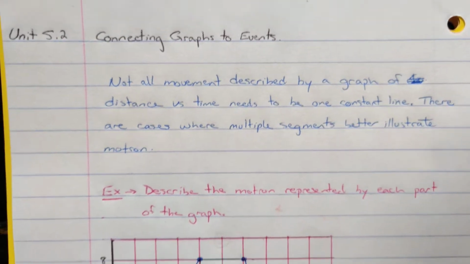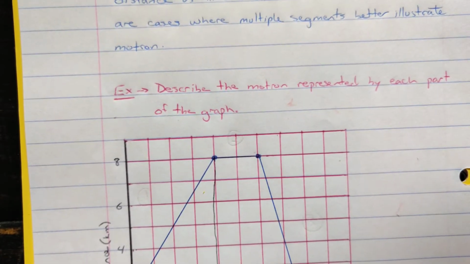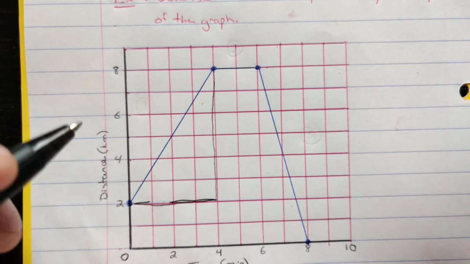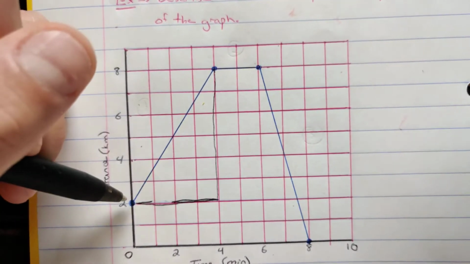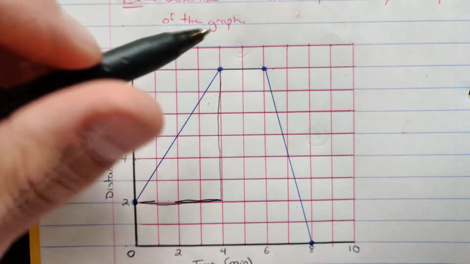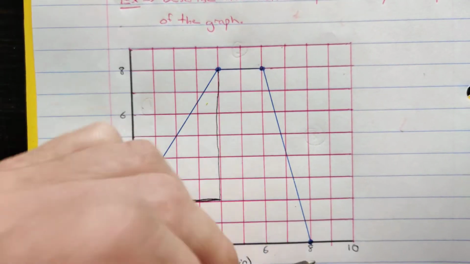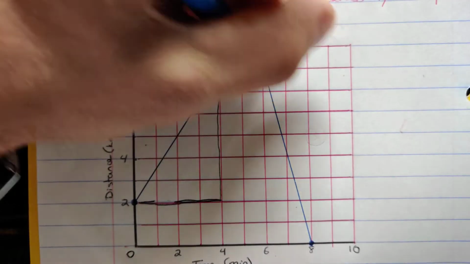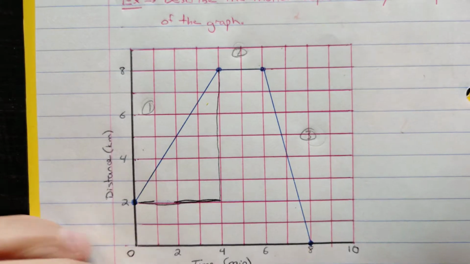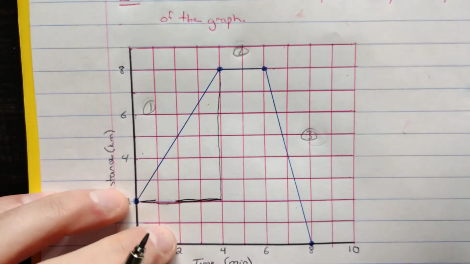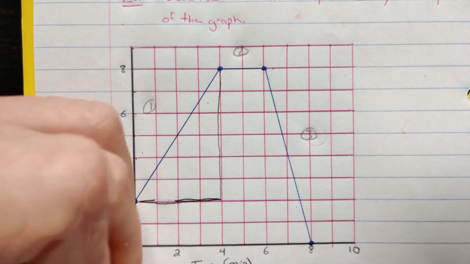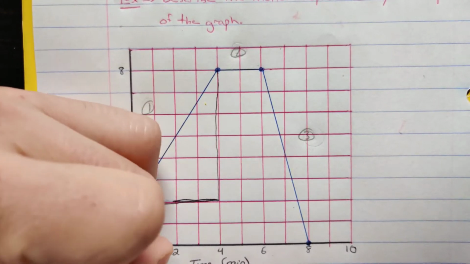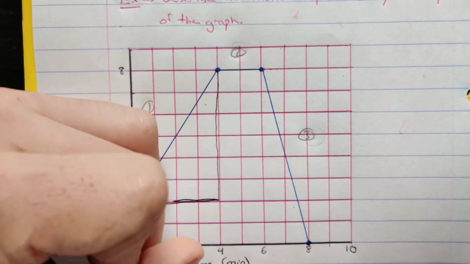So here we have a multiple segment line graph, and we have someone starting at 2 meters, traveling away, stopping, and then returning. So I'm just going to label these sections 1, 2, and 3, and then we have a section. I'm going to make a little table to describe this.